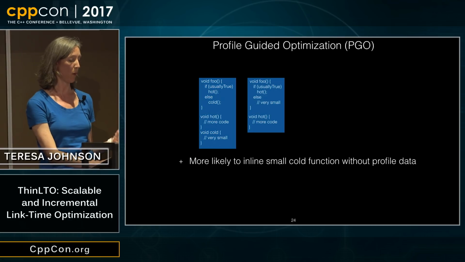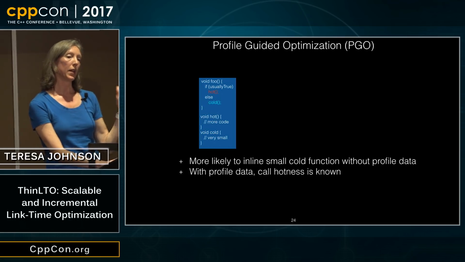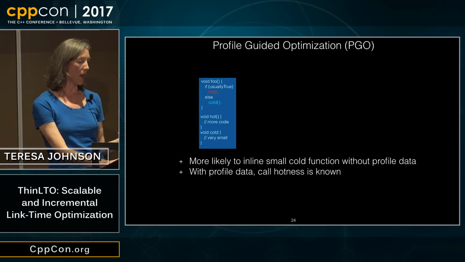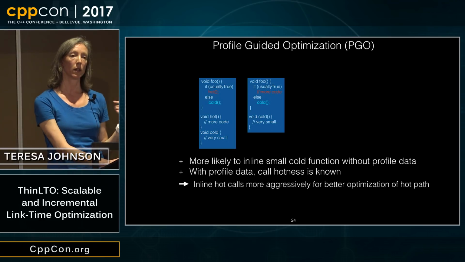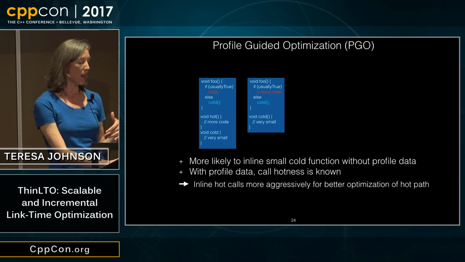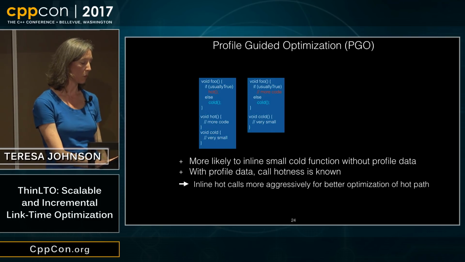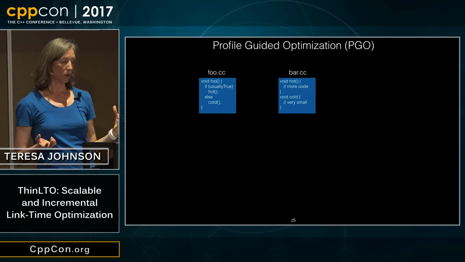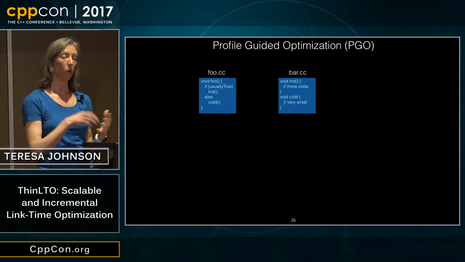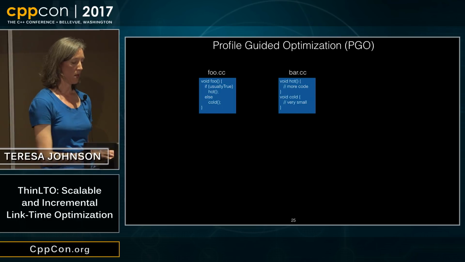And so when you do profile feedback, we are able to annotate calls with their hotness, and the inliner takes this into account. So it's going to much more aggressively go ahead and inline hot calls and not inline cold calls. And we really want to aggressively optimize the hot paths, and that's why we do this. Okay, so now if you split these into two different files, within LTO, we need to import those functions before we can even make them available for inlining.